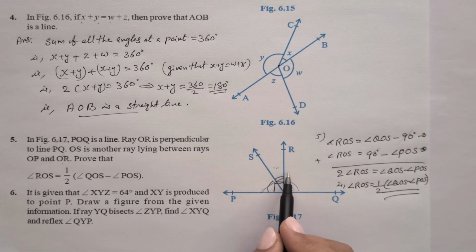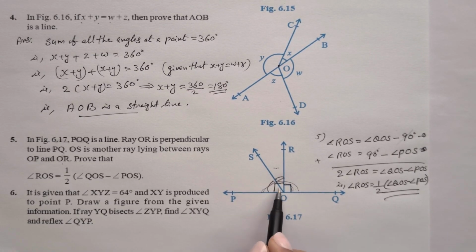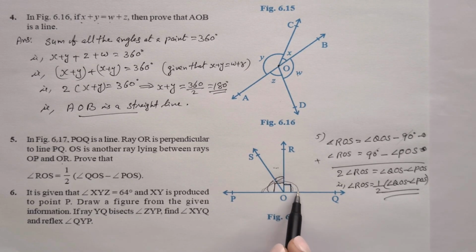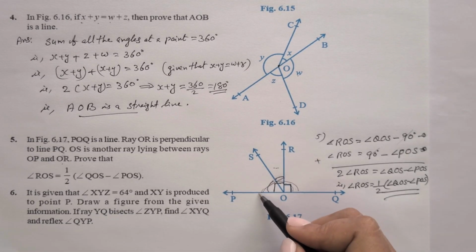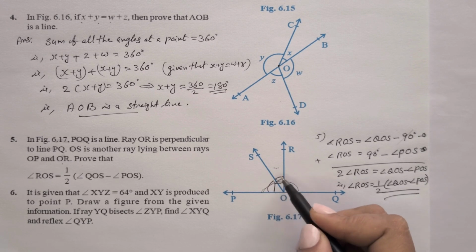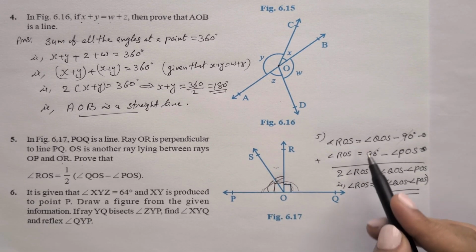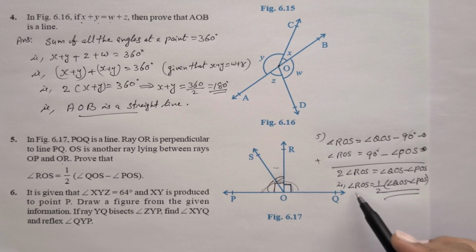Here we are taking this angle ROS in two different ways. One is from the right side. That means QOS, the bigger angle, the obtuse angle, minus this 90 degrees. When we are taking from the left side, the full angle is 90 degrees. So 90 minus angle POS. And when we are adding 2 times of that, we get angle ROS is equal to half of the difference.